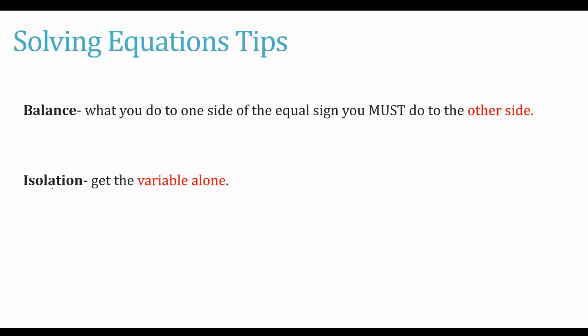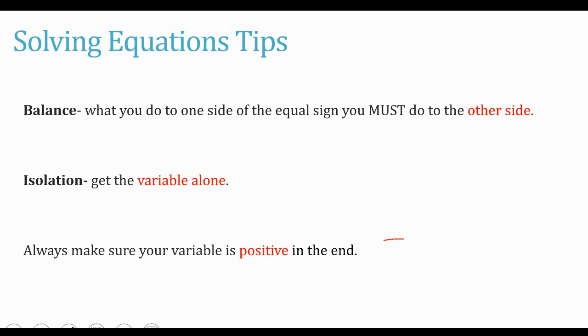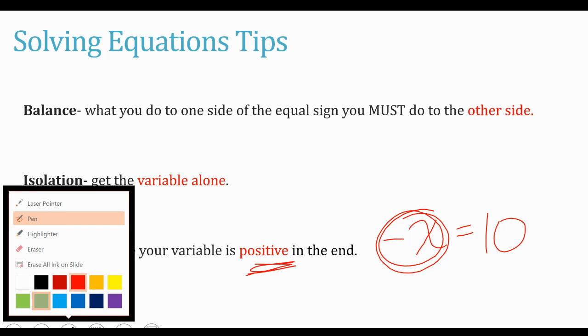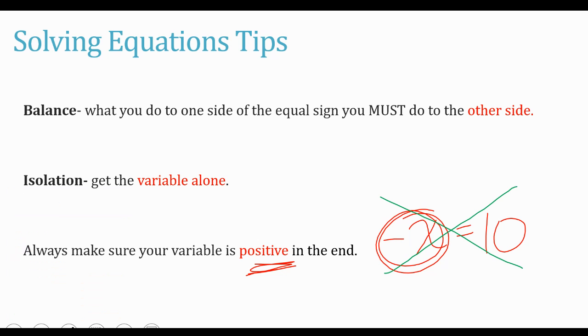Okay, isolation. You might hear that word a lot in the upcoming unit. That means we need to get the variable alone. So we need to isolate the variable. We want to get it all by itself. That also means we have to make sure that the variable is positive in the end. If you have something that says negative x equals 10, you are not complete solving this equation because this is a negative x and we need it to be positive in the end. So this is not what we want here. That means you have one more step, which we'll talk about in a little bit.